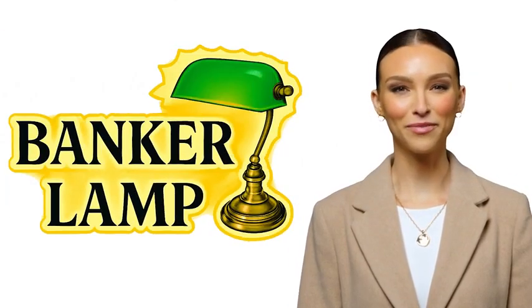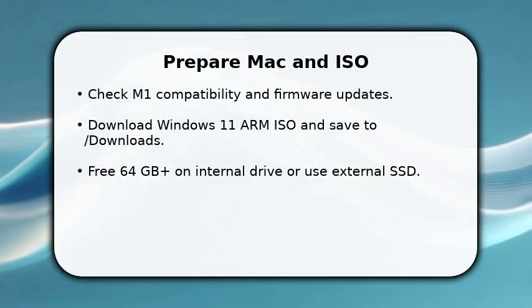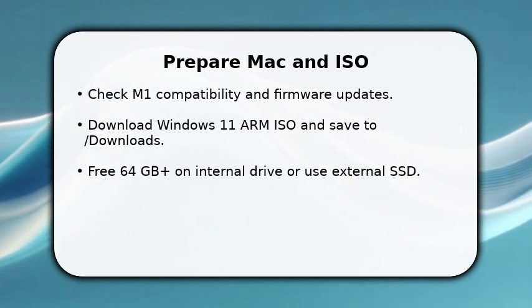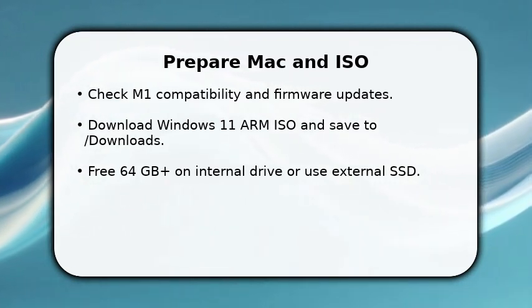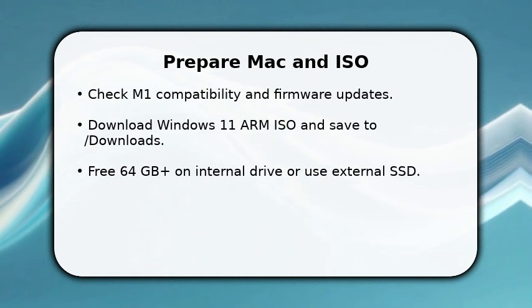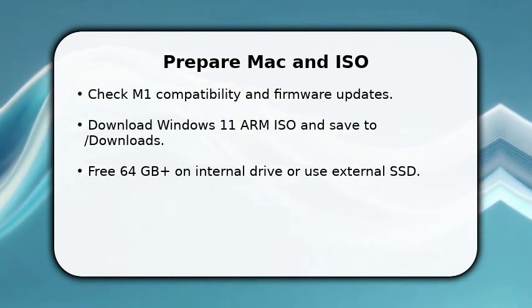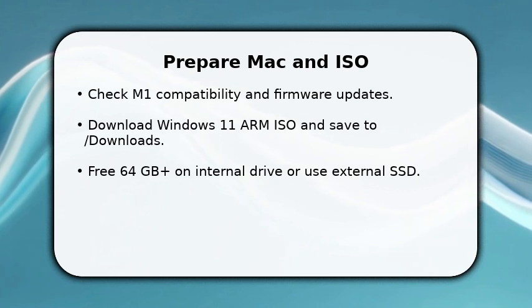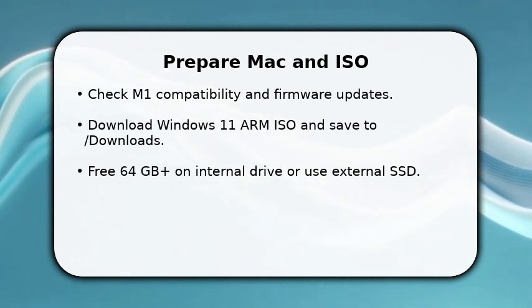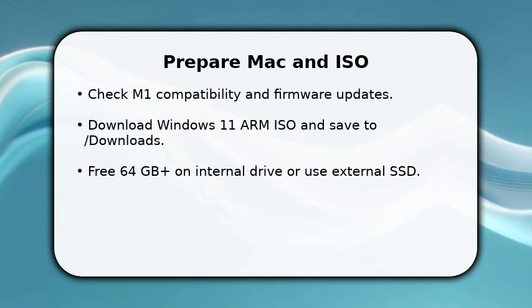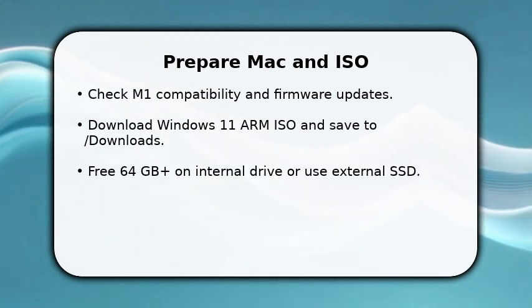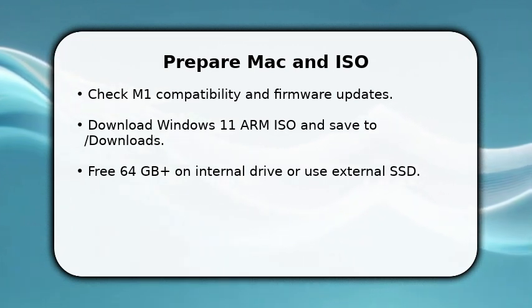Please enjoy the video. You start by verifying your Mac is updated and supports virtualization. Install macOS updates first. Once done, download the Windows 11 ARM ISO and confirm file integrity, then place it in /downloads. You also need storage.